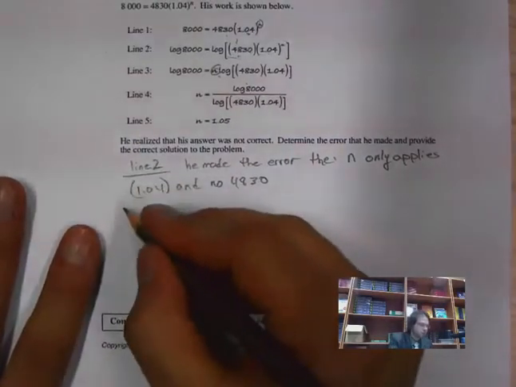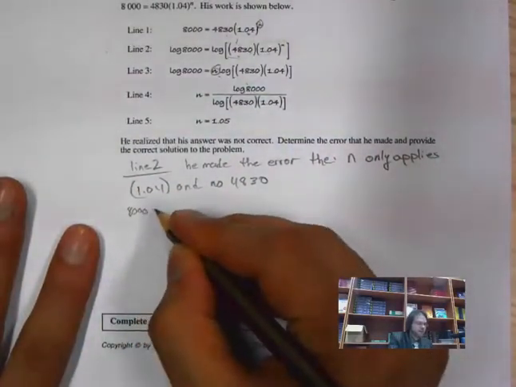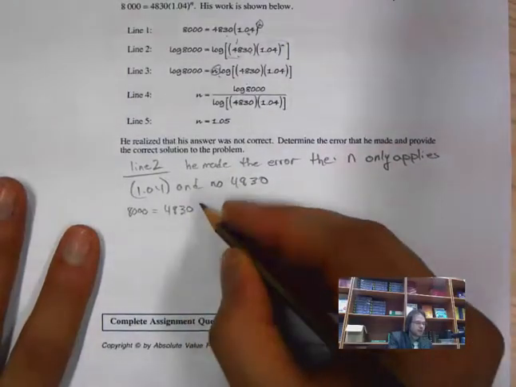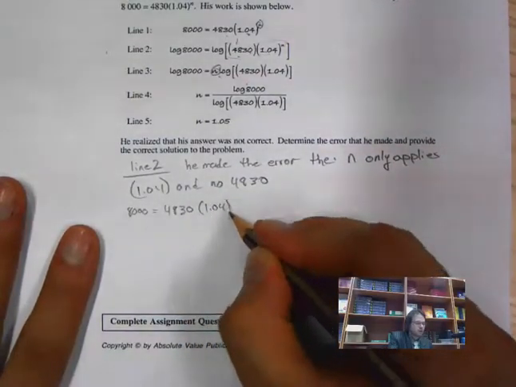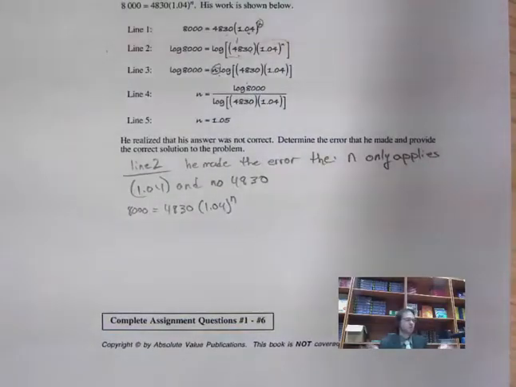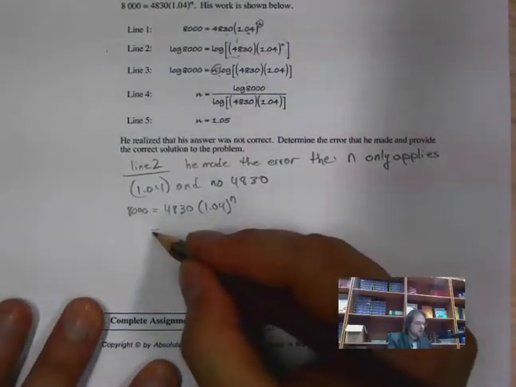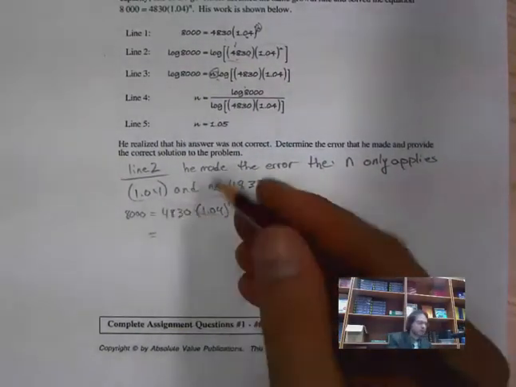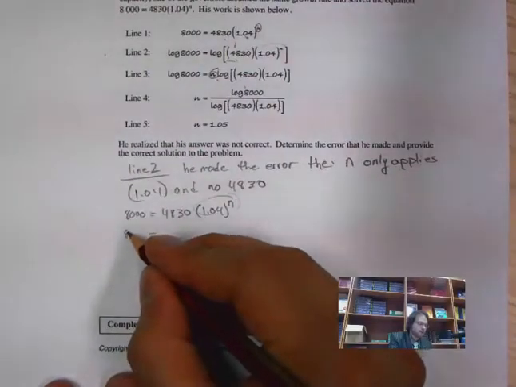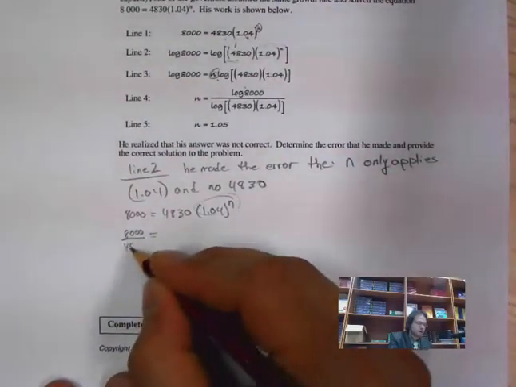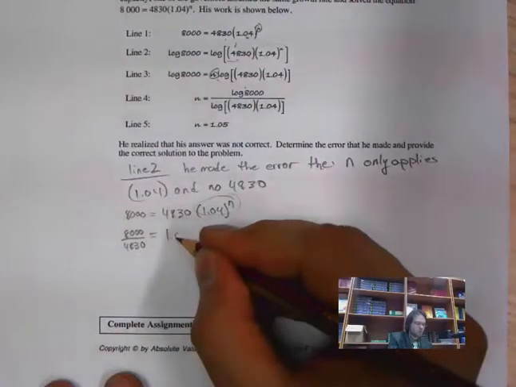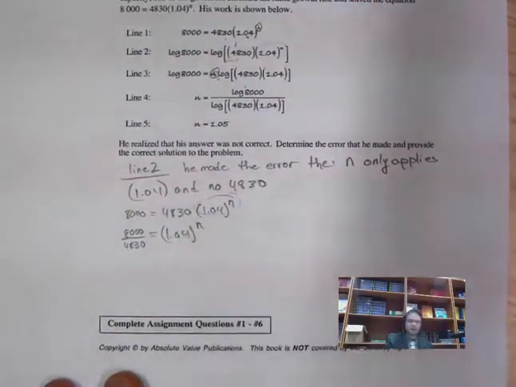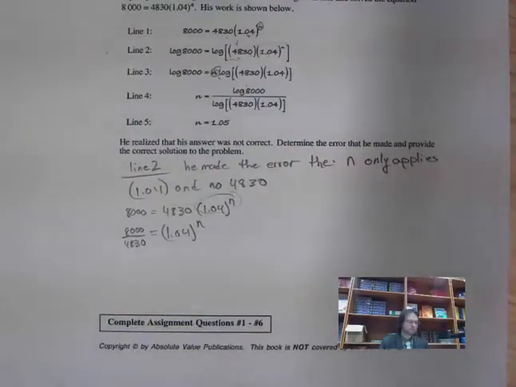Let's do it properly. So we have 8,000 is equal to 4,830 multiplied by 1.04 to the number of years. Or we could put t, n, whatever you want. Okay? Well, first thing we want to do is isolate for my variable the best we can. So I divide both sides by 4,830, so I get 8,000 divided by 4,830 is equal to 1.04 all to the power of n. Now, that looks good.